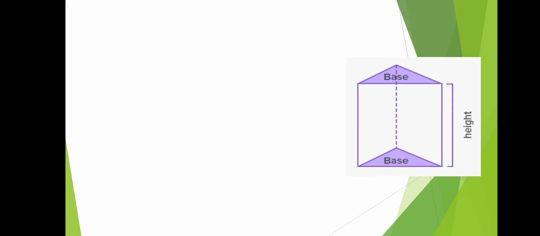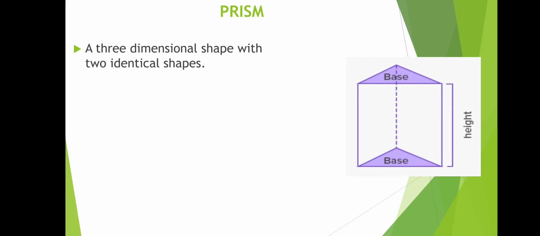Now let's move to another shape. What do you understand by this? This is a shape called a prism. As we can see here, this part is called a base, and the bases are identical and they are facing each other. This is called a prism, a three-dimensional shape with 2 identical bases.